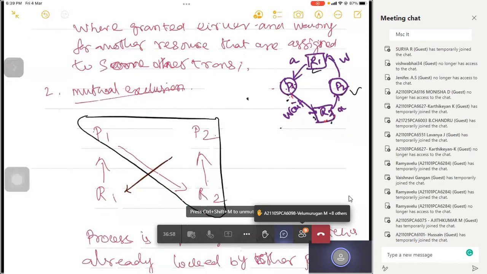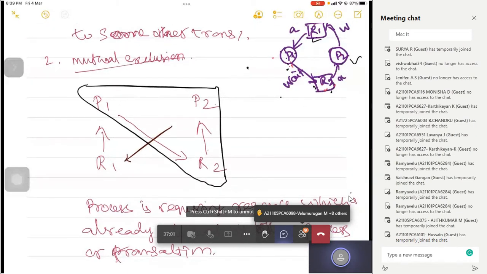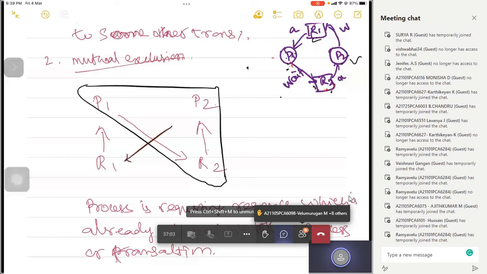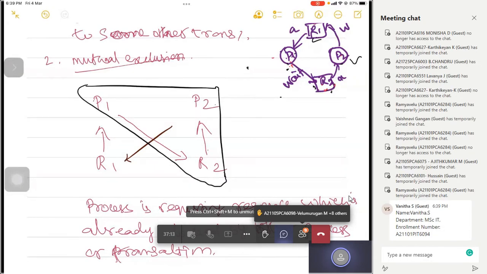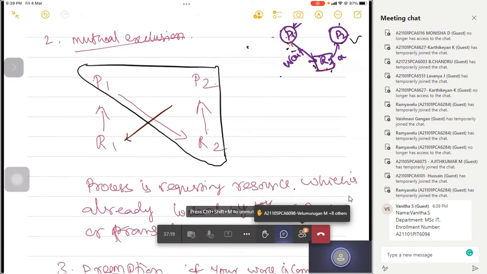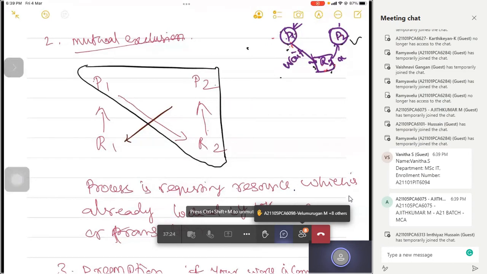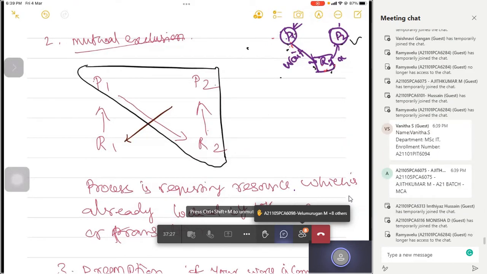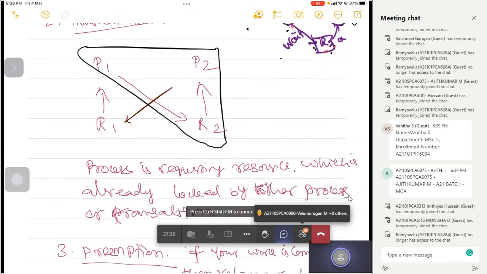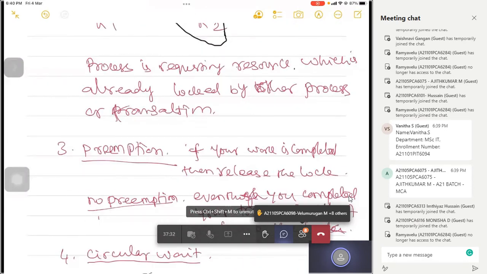Another one is the mutual exclusion condition. A process is requesting a resource which is already locked by another process or transaction. The same thing here: R1 is allotted to P1. So the cycle keeps forming repeatedly. That is mutual exclusion. Only once it is released can the other one proceed. Otherwise, this condition is mutual exclusion in deadlock.